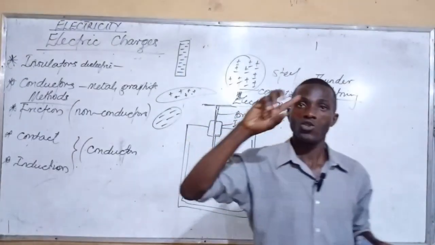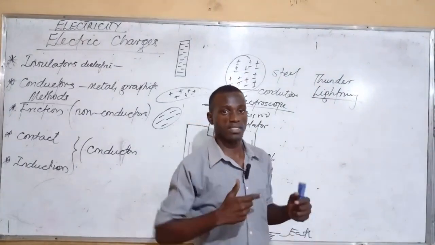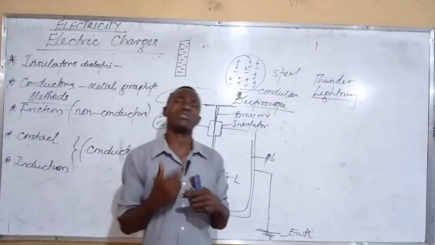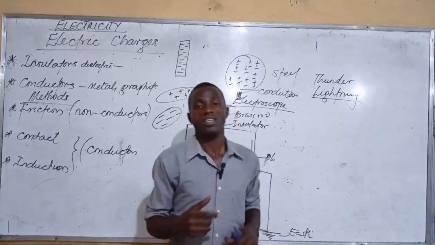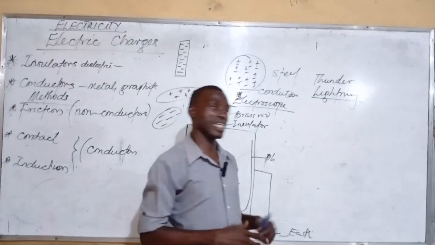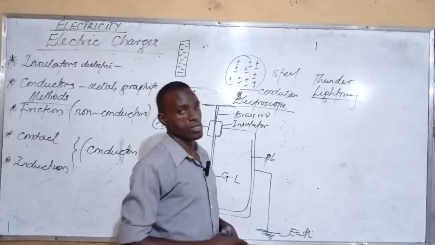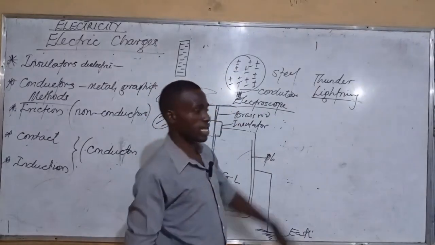You would have seen the flash before the sound gets to your ear, because we've said it before, light travels much faster than sound. Sound is 340 meters per second compared to light, which is 300 million meters per second. Right? But the point is, how does lightning form?